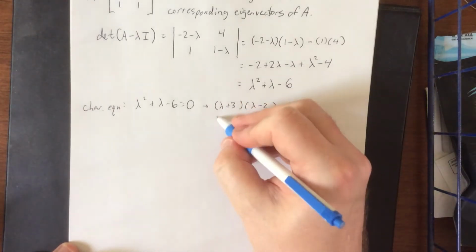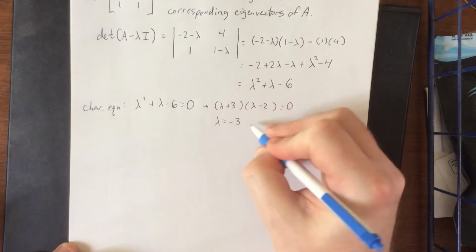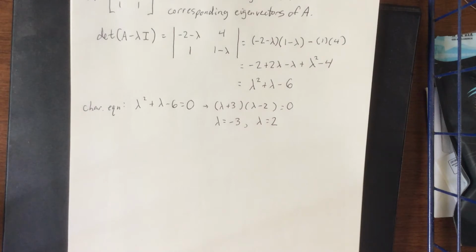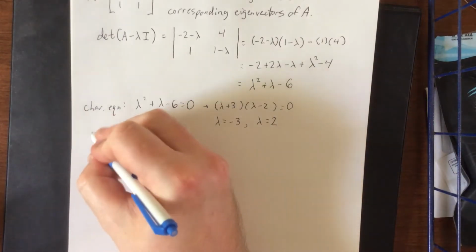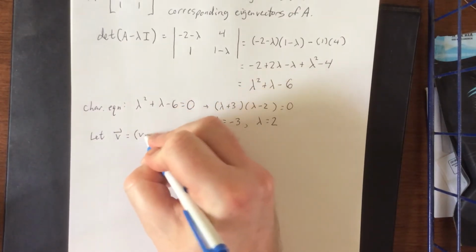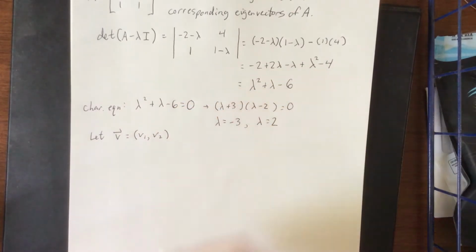Setting each of those factors equal to 0, or applying the factor theorem, tells us that lambda equals -3 and lambda equals +2 will be our two eigenvalues. Now to come up with the corresponding eigenvectors, we will need to set up A minus lambda I times the eigenvector is equal to the 0 vector.